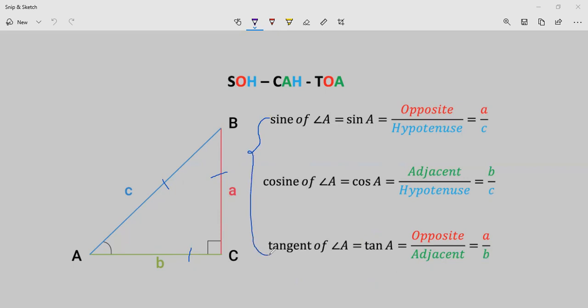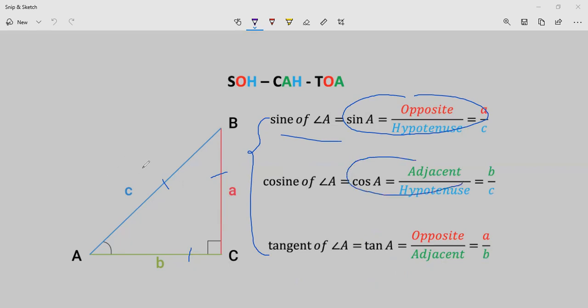But sometimes you don't need to use these 3 rules directly. You will use the rules which are derived from these rules. Here, the first rule, you use sine equals opposite over hypotenuse. So if you memorize only these 3 rules.